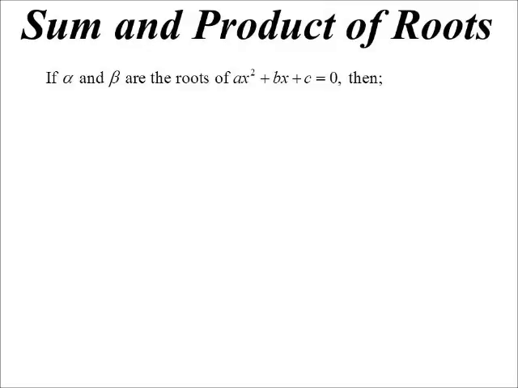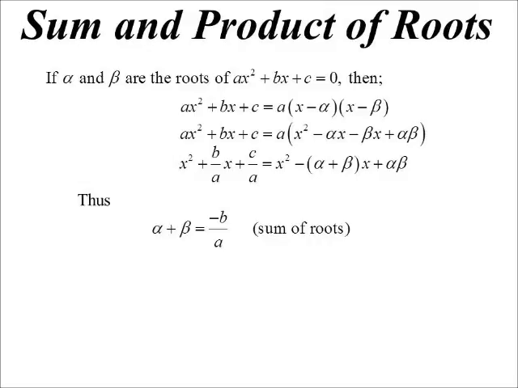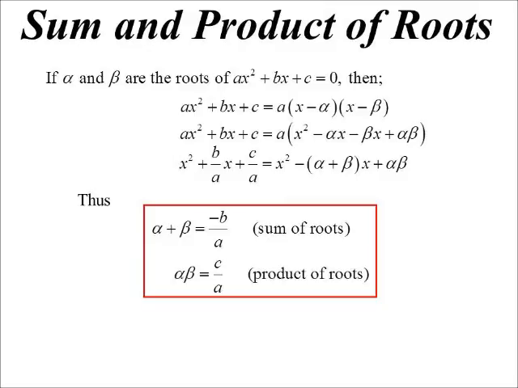Well, what I know is I could then factorise this quadratic to be a outside of x minus alpha, x minus beta. That would give me solutions alpha and beta. So I just expand that right-hand side out, do a little bit of grouping, divide both sides by a, then I come up with the relationship that I need. The sum of the roots is always minus b on a. The product of the roots is c on a.